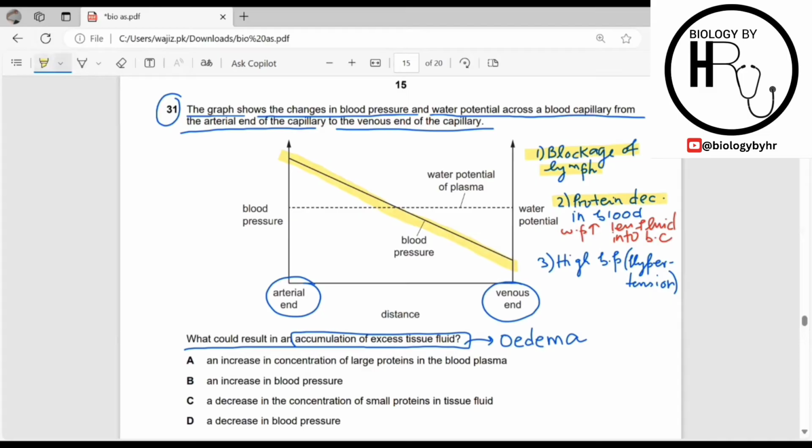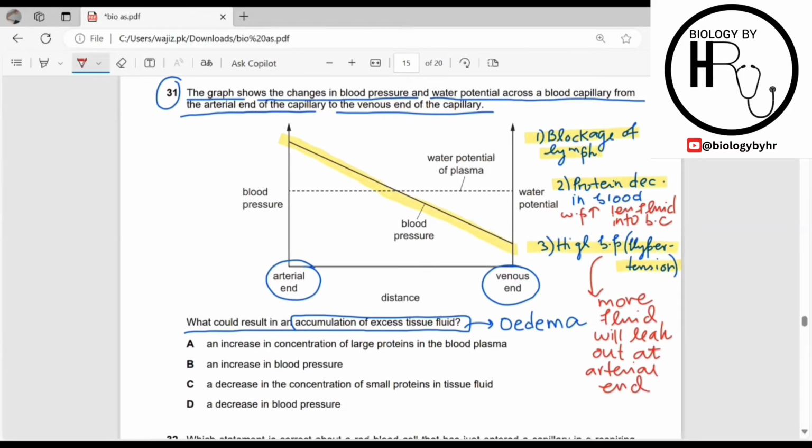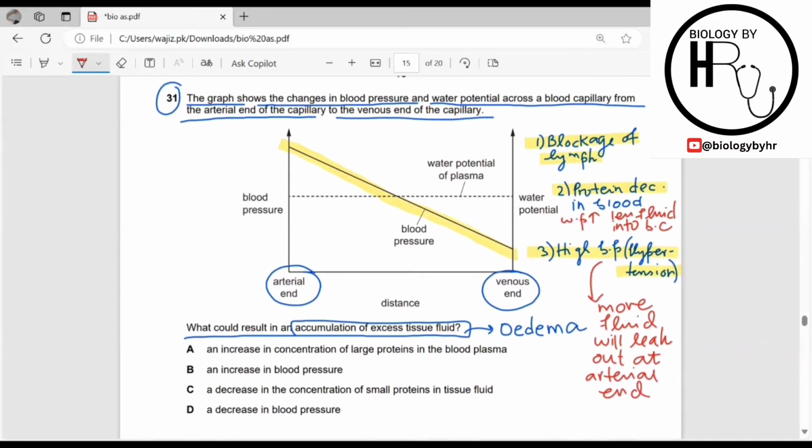Then the third factor over here is high blood pressure, which is known as hypertension. It is also one of the causes of oedema, which is the accumulation of excess tissue fluid. We know that when the blood pressure becomes higher at the arterial end, more fluid than usual will leak out of the capillary at the arterial end. So now let us look at the options and see what our correct answer is.